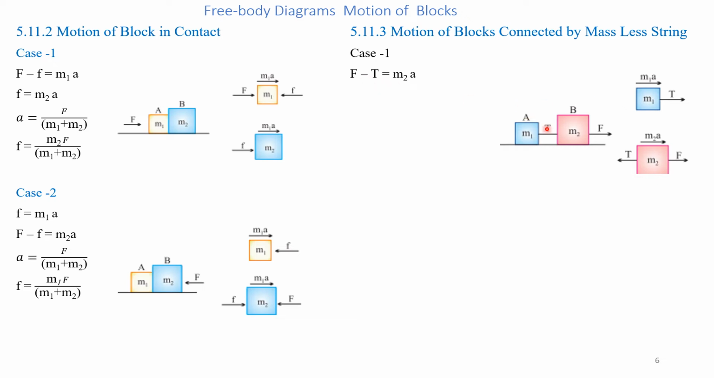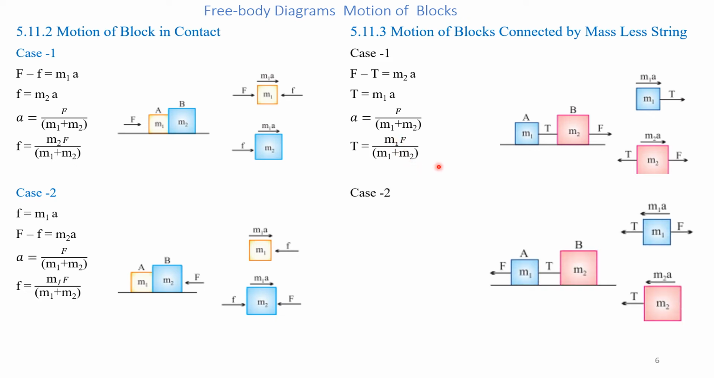F minus T is equal to M2 into A. That is, from this diagram, F minus capital T is equal to M2 into A, and tension T, from the free body diagram, is equal to M1 into A. So solving for A, we get A is equal to F divided by M1 plus M2, and tension is given by M1 into F divided by M1 plus M2, substituting for A.